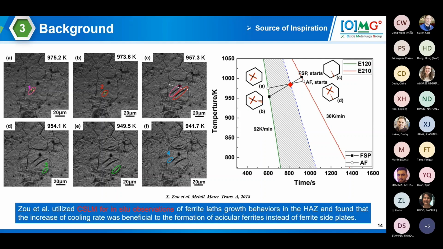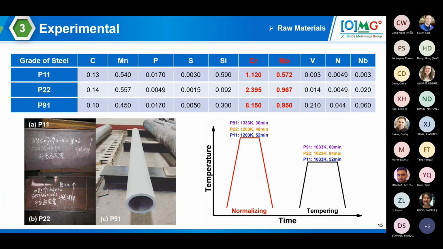So we were able to capture this, and we really wanted to see, because this acicular ferrite is not too different from the bainite or martensite in the heat resistant steels. So we want to translate this technique into the heat resistant steels, and we moved forward with that.